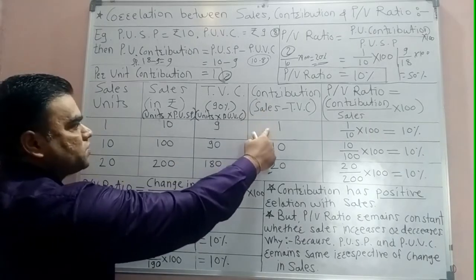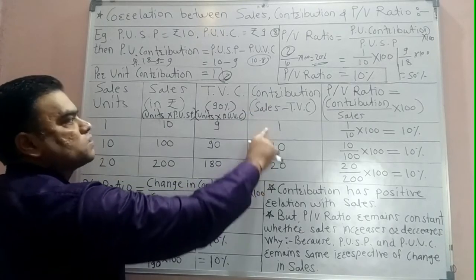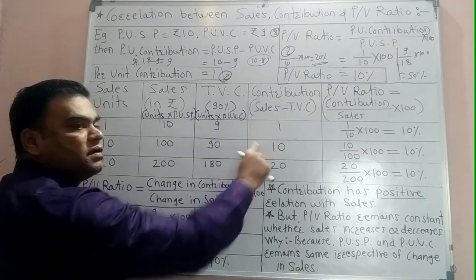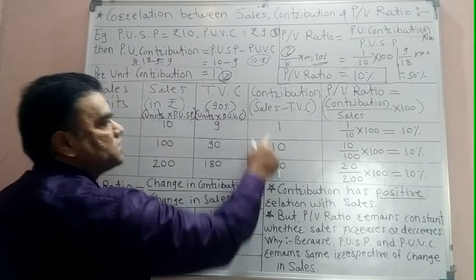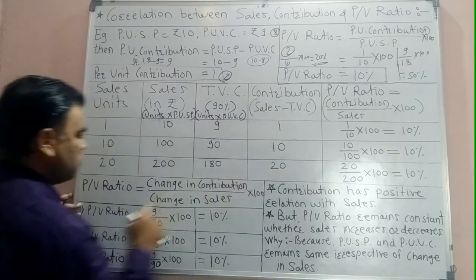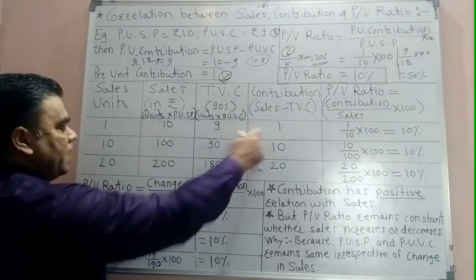Your first contribution was rupee 1. It was changed to 10. Means contribution is changed by rupees 9. Contribution is increased by rupees 9. So change in contribution is rupees 9. That's why change in contribution we have taken 9.